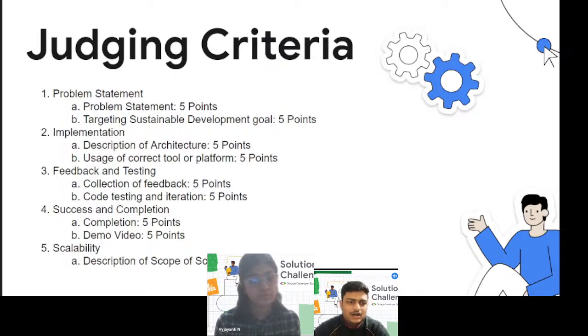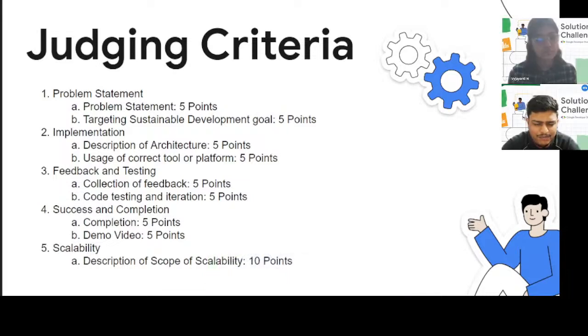So the first parameter is problem statement. Problem statement is a single paragraph including maximum 5 or 6 sentences, that describes our problem and the urgency of our problem, right? The problem statement holds 5 points, and targeting sustainable development goals holds 5 points.